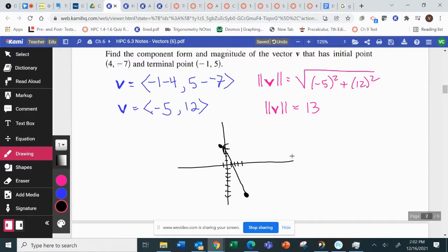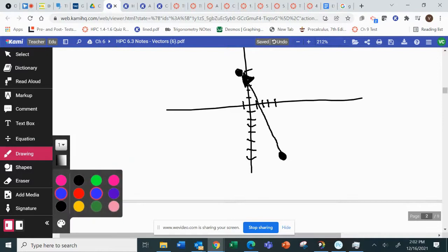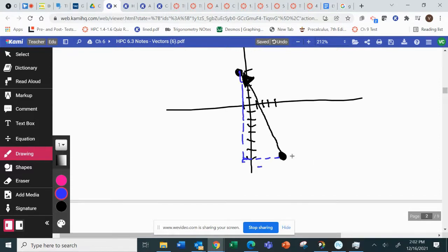So when I graph my vector, I don't know if you can see there's an arrow. I'll darken it. When I graph my vector, I can see the direction it's going. I see how long it's going. And using the component form, if I go from the initial point and I go negative 5, and then I go up 12, then I should end at that terminal point. All right, and then that would mean my hypotenuse is 13, or my magnitude is 13. Are we doing okay so far? Shouldn't be anything challenging yet.